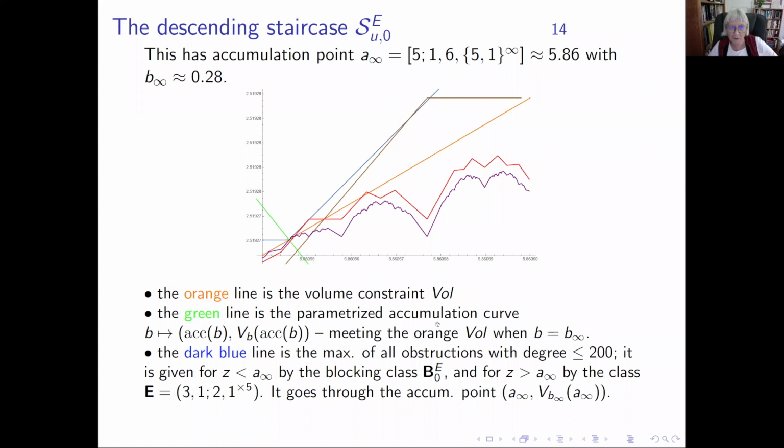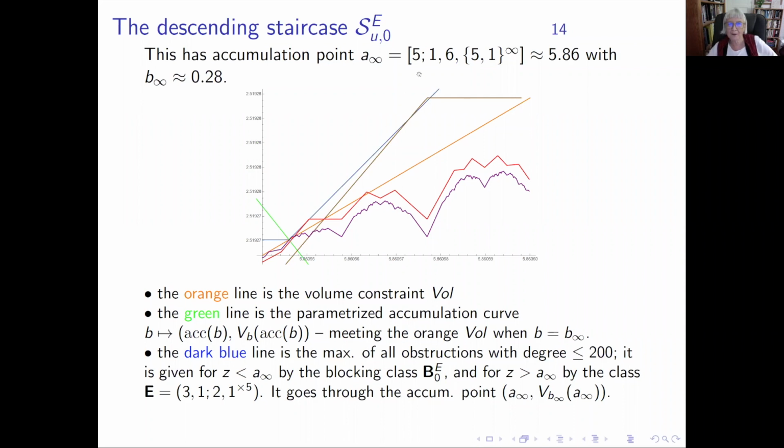Then the dark blue line is what you can calculate easily using ECH capacities, a sort of approximation to the capacity function, by taking the supremum of all the obstructions of degree less than or equal to 200. If you're looking at ECH capacities, it's less than or equal to 25,000. So you can calculate that fairly easily, and you see it's this line. And this piece here is a straight line coming from the blocking class B0E, which is because we've got a decreasing staircase. That's at the upper end of a blocking class here.